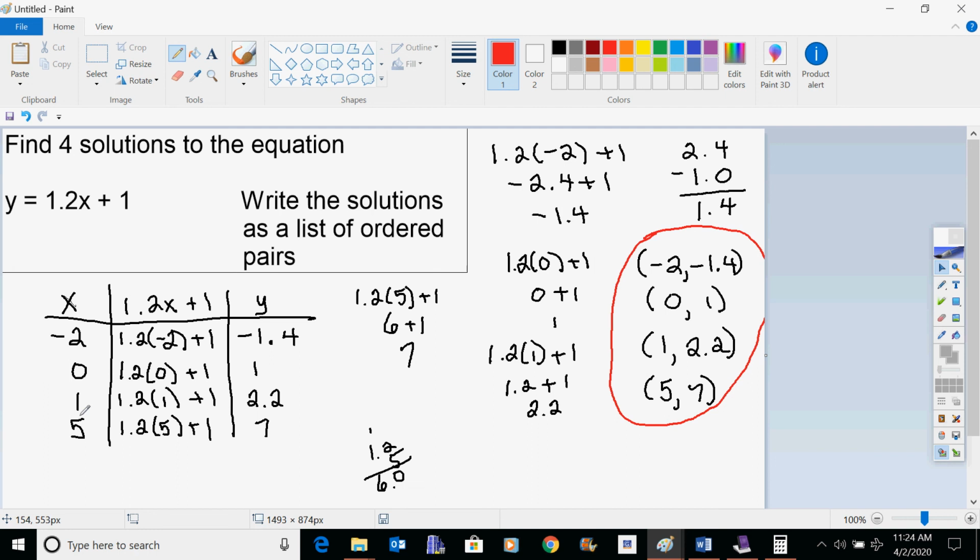But you might have decided that you wanted to pick a 3 and you plugged it in and you got your answer, and 3 and whatever you got would be another perfectly good solution for this problem. So your answer might look different than my answer, but if we pick the same x's, we have to have gotten the same y's.